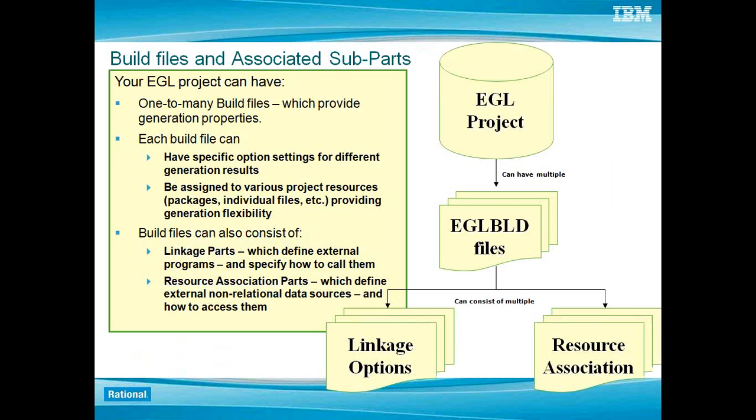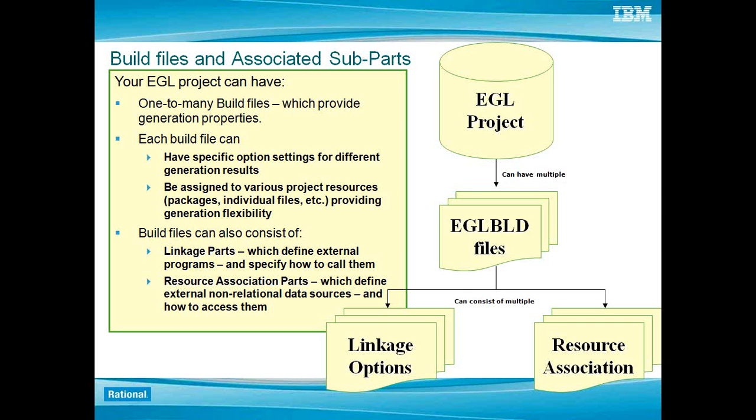Here is a high-level overview. Like in the EGL project, we can have multiple build files. For example, we can have one build file through which we want to generate JavaScript only. But we would be using a single project with multiple build files. For example, we have some code in one project that we want to generate into JavaScript, and we have another code that we want to generate into Java, and we have third code that we want to convert into COBOL.